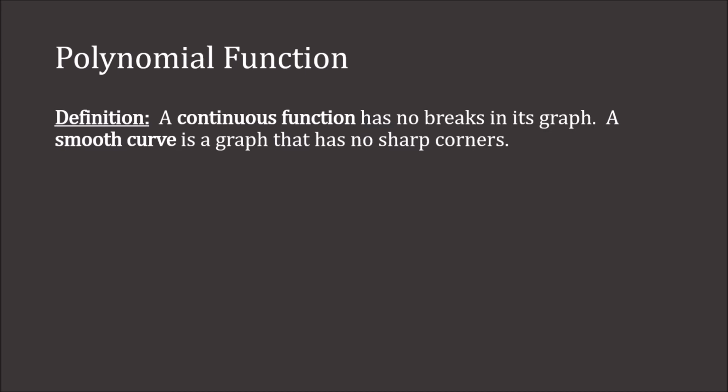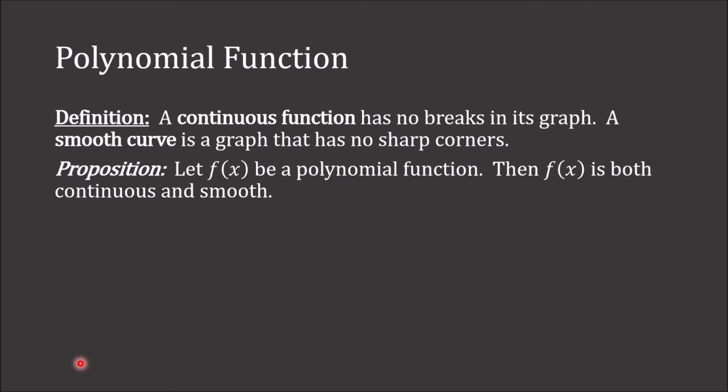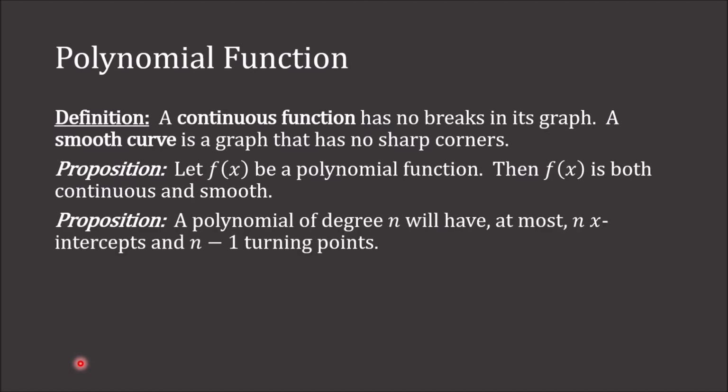Right, so a continuous function has no breaks in its graph, and a smooth curve is a graph that has no sharp corners. And polynomial functions are both continuous and smooth. Furthermore, a polynomial function of degree n will have, at most, n x-intercepts and n minus 1 turning points. So a turning point is simply a point where the graph is turning.